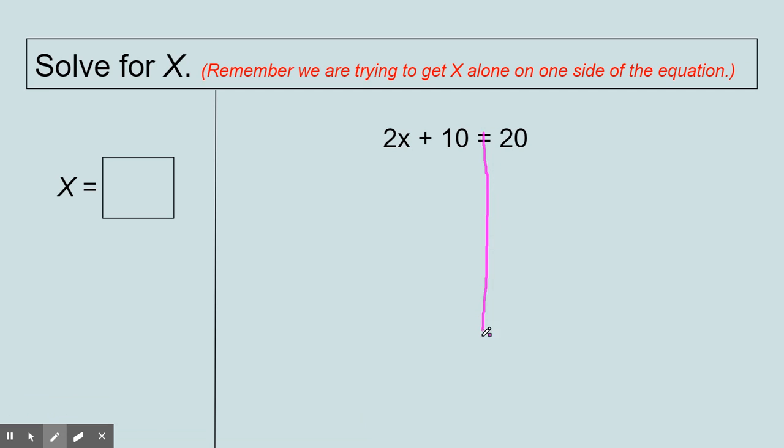We're going to start by drawing our line down our equal sign. And now we're left with 2x plus 10 equals 20. So we need to undo and get x by itself.